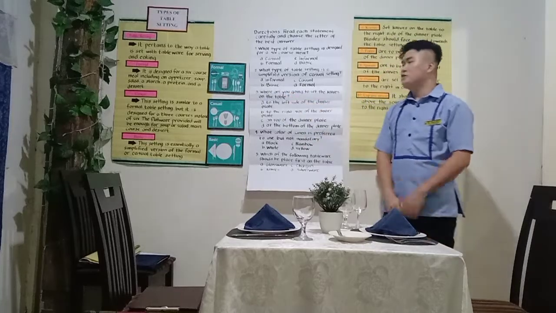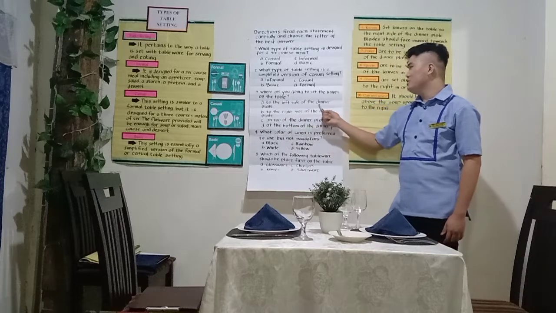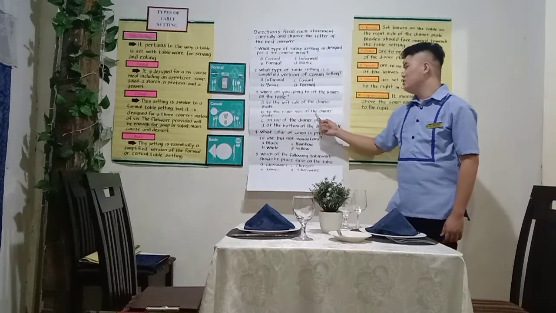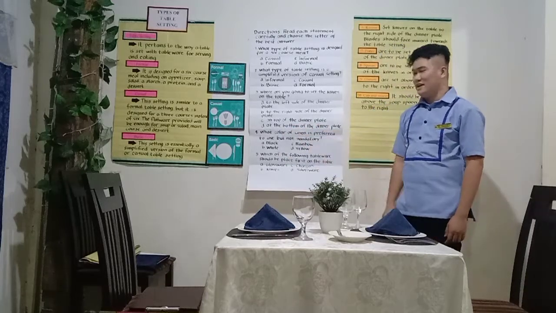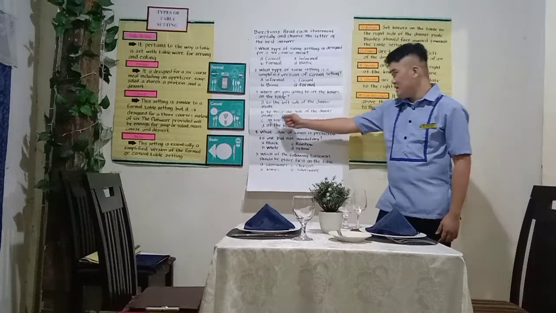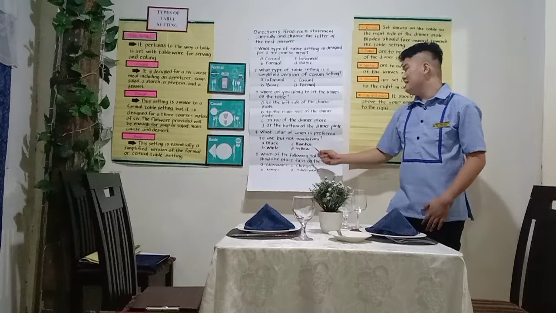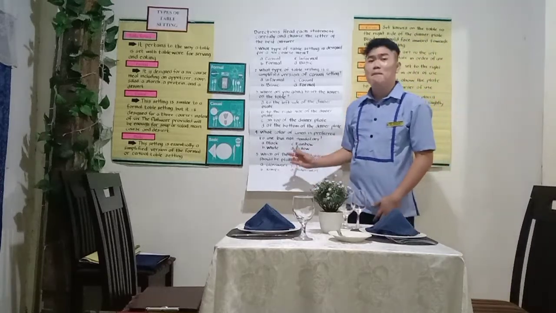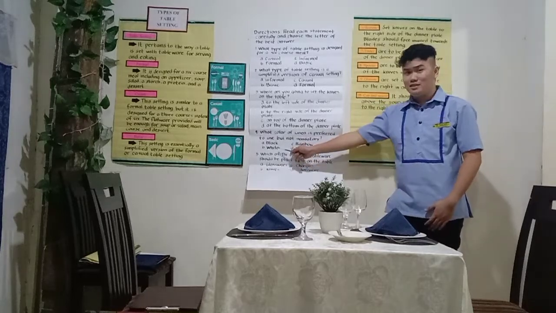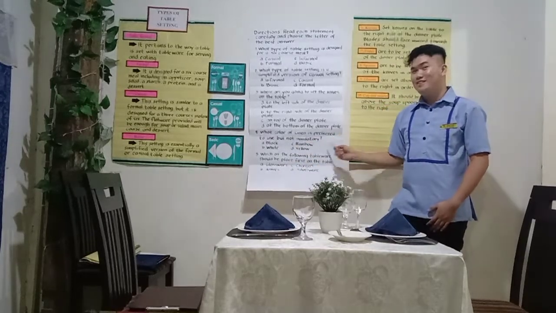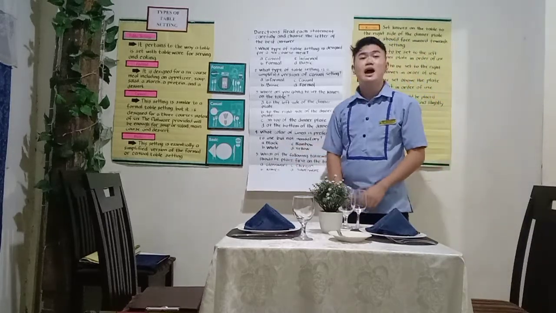Letter B. Number three, where are you going to set the knives on the table? To the left side of the dinner plate, to the right side of the dinner plate, on top of the dinner plate, at the bottom of the dinner plate. The correct answer is letter B, to the right side of the dinner plate. Number 4. What color of linen is preferred to use but not mandatory? Letter A, black. Letter B, white. Letter C, rainbow. Letter D, yellow. The correct answer is letter B, white.